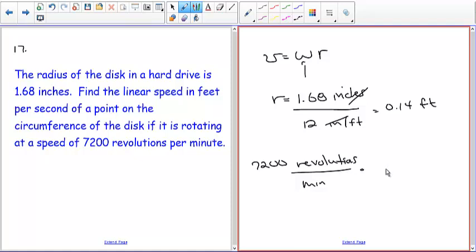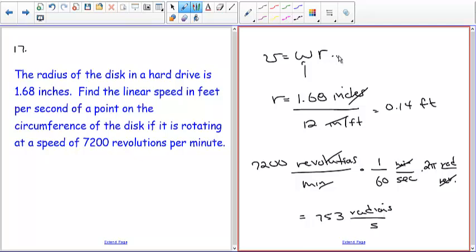So we're going to have 60 seconds per 1 minute. And then we multiply it by 2 pi. There's 2 pi radians per revolution. So the revolutions cancel out, the minutes cancel out. We end up with radians per second. So 7,200 times 2 times pi, divided by 60. So that's 753 radians per second.